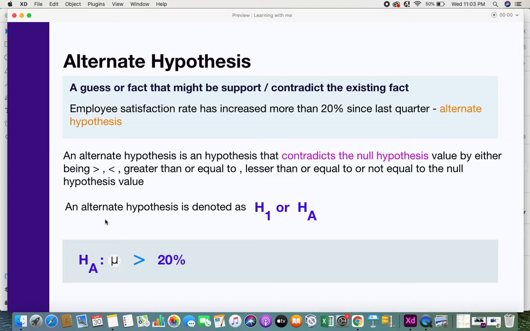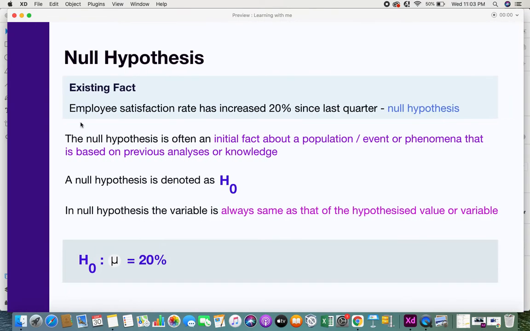So just like the null hypothesis, the alternate hypothesis also has a way in which it is denoted, which is H1 or H alpha, which is H alternate. So if you see the way it gets represented for our example, you have H alpha colon, you have mu, which is greater than 20%. So this is the way you will be representing your alternate hypothesis, which is a contradiction to your null hypothesis, which is H naught: mu is equal to 20%.